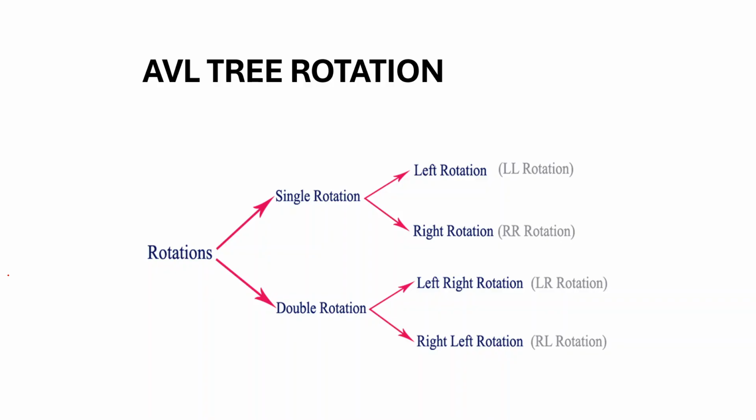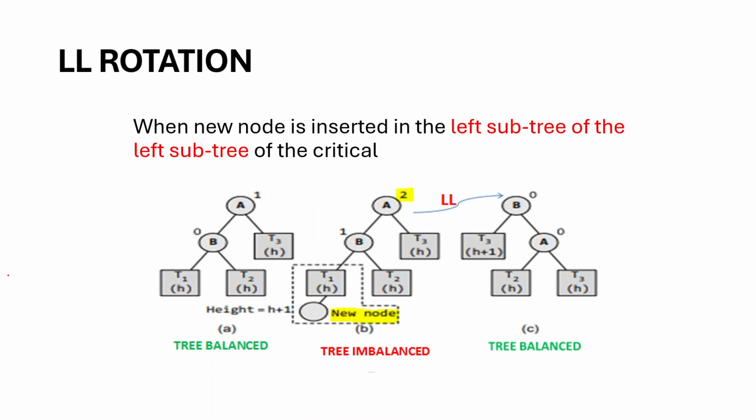There are two types of rotations. One is called single and the next one is called double. In single, we have two types, left rotation and right rotation. And in double, we have left-right and right-left. So now we will see them one by one. So left rotation. Now in the left rotation, what will we do?